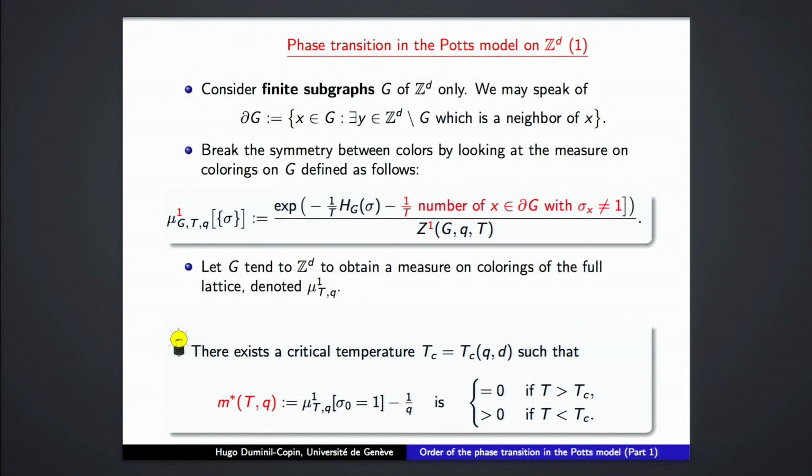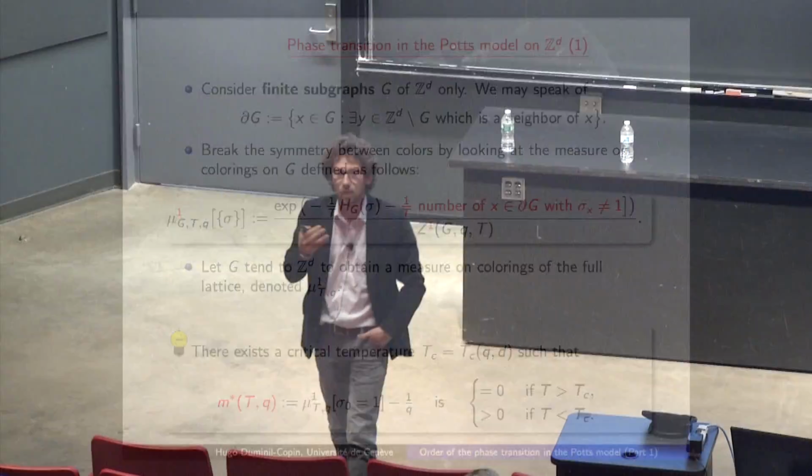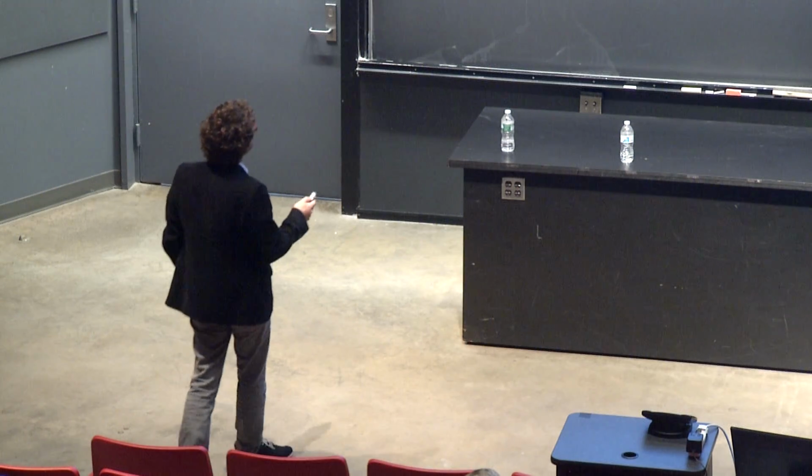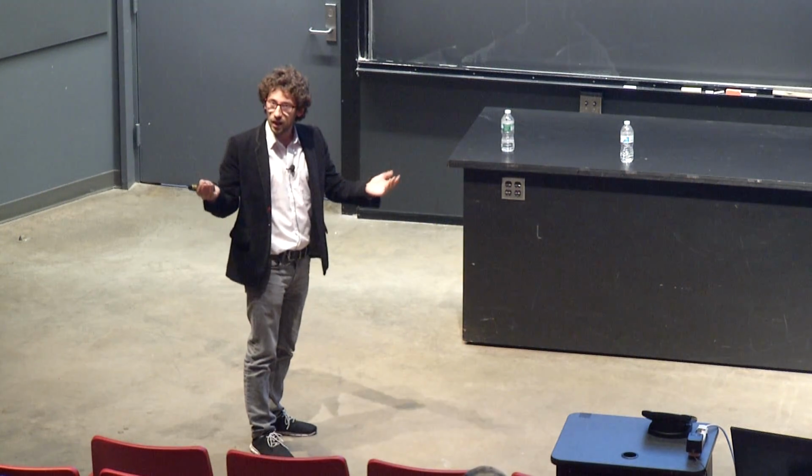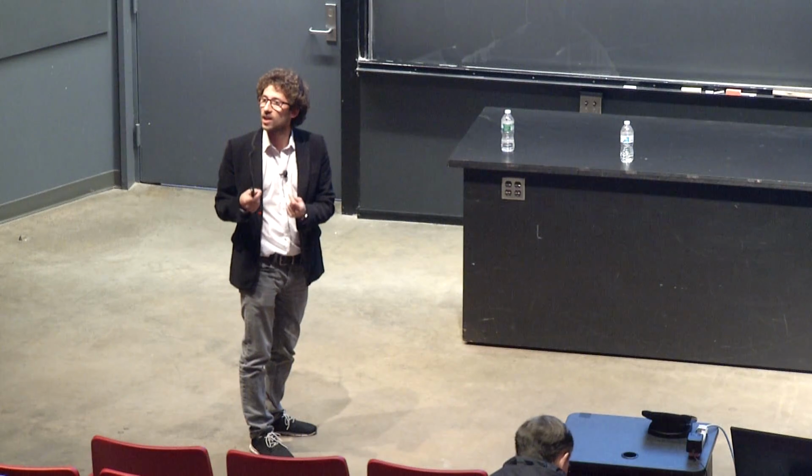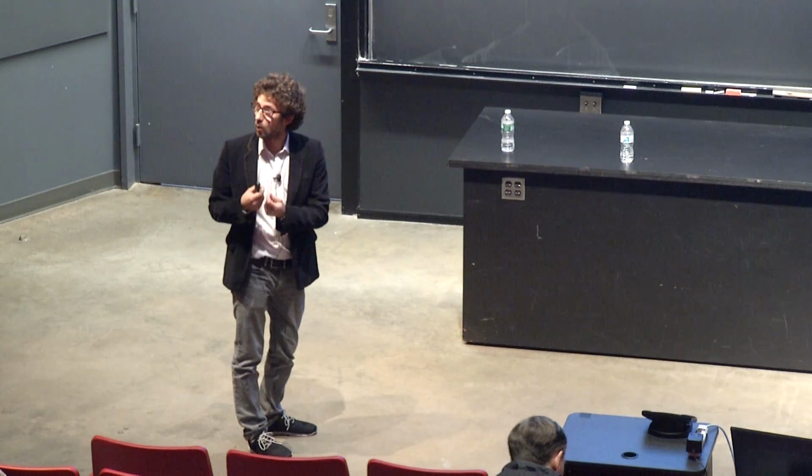In order to let the size go to infinity, I need to tell you what I mean by letting n go to infinity, the size of your graph going to infinity. Well, you will have to trust me that these measures, when you let G tend to the full lattice, converge weakly to a certain random coloring of the full lattice Z^d. It's fairly standard to prove, not very difficult. So you have a measure in infinite volume, and the question is, does it have symmetry breaking or not? Does it favor color 1 or not?